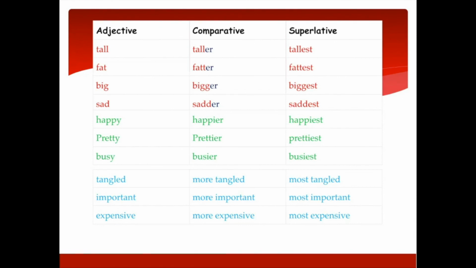Let's read the examples. Happy, happier, happiest. Pretty, prettier, prettiest. Busy, busier, busiest. And the examples in blue. What are they? Yes. Tangled, important, expensive. These words have more than 6 letters. Yes. Now you all can remember, when we are creating the comparative, we are adding more. And when we are creating the superlative, we are adding most. Very good.